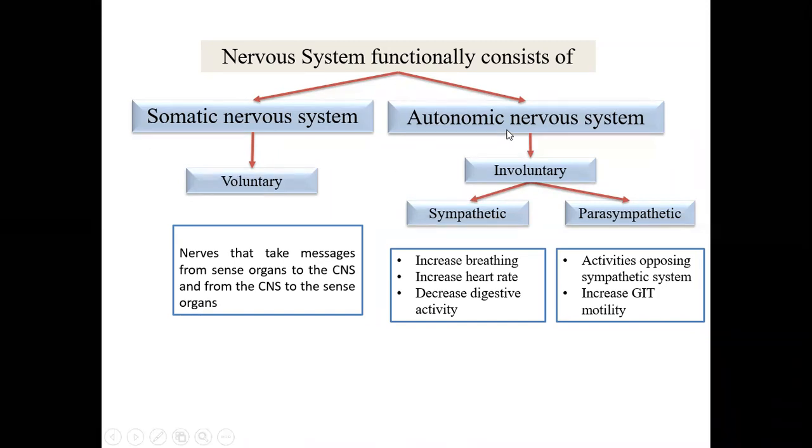Coming to the autonomic nervous system, as I said, it is automatic, so it is involuntary, not under our control. The somatic nerve is under our control, but this autonomic nervous system is not. The autonomic nervous system is classified into two types: sympathetic as well as the parasympathetic.